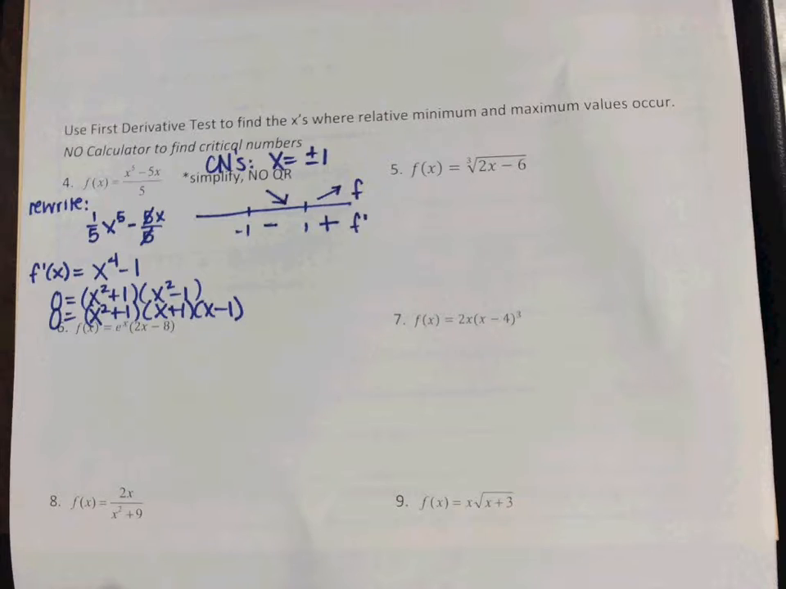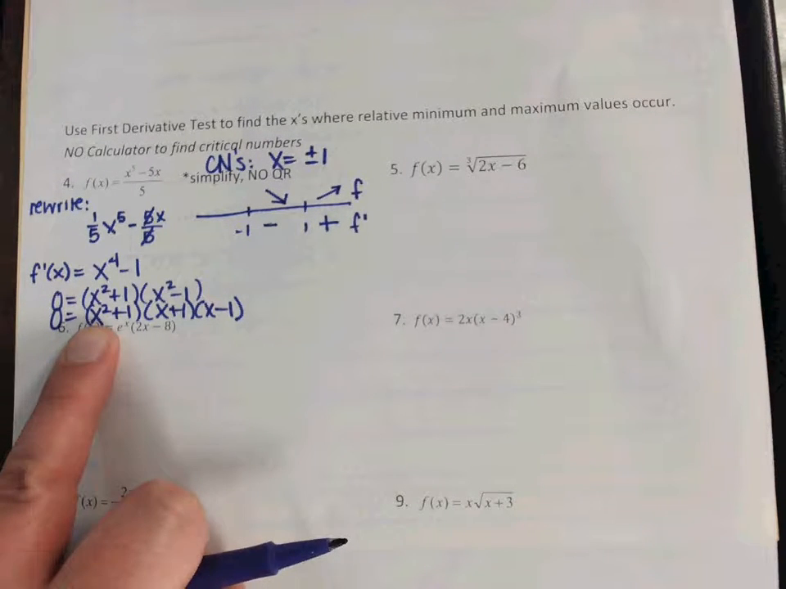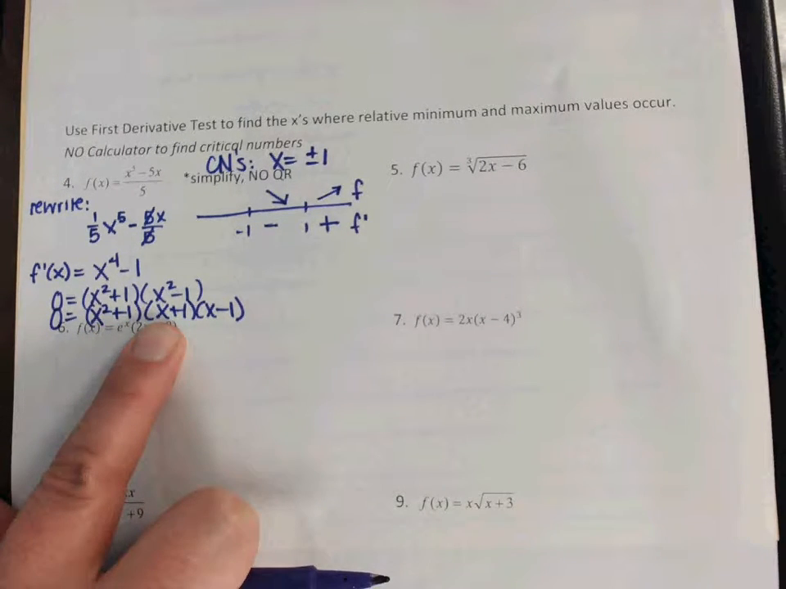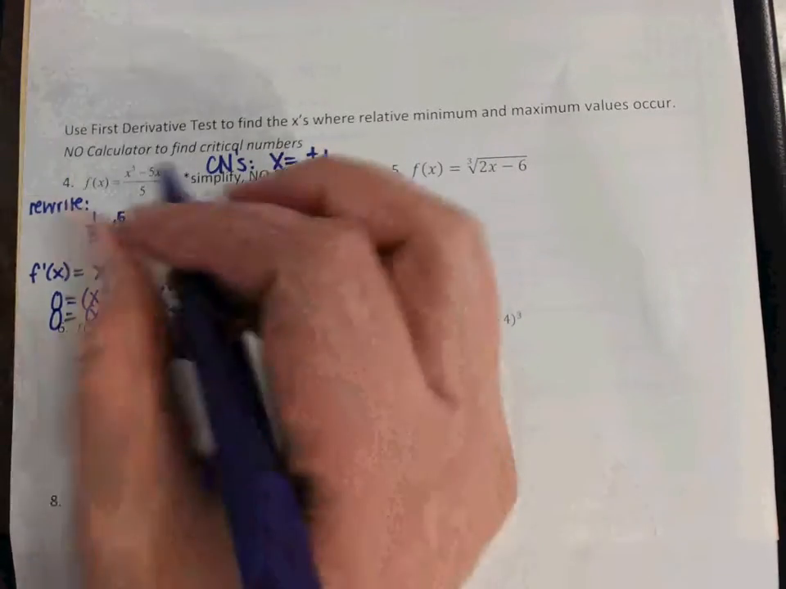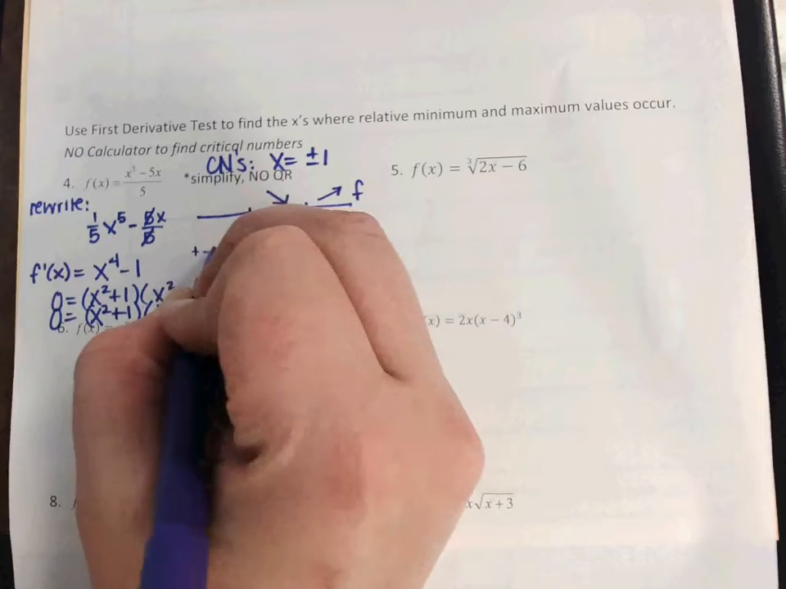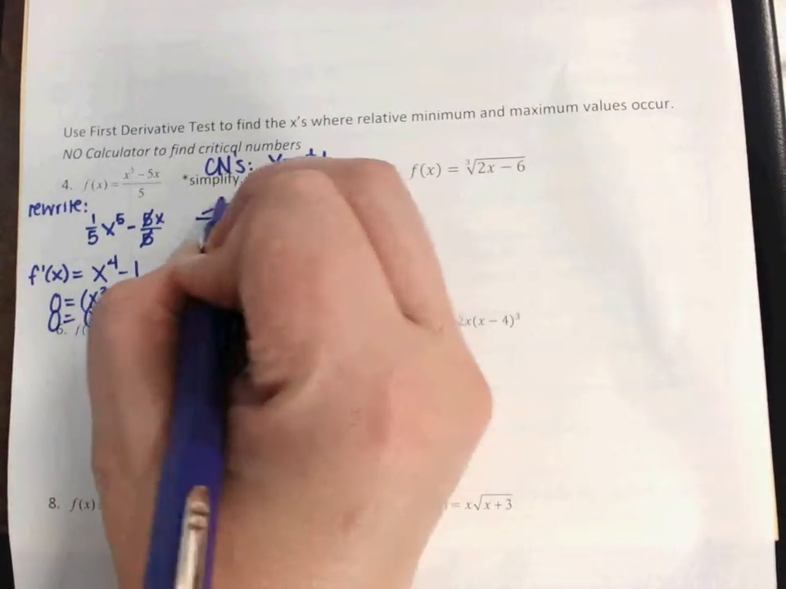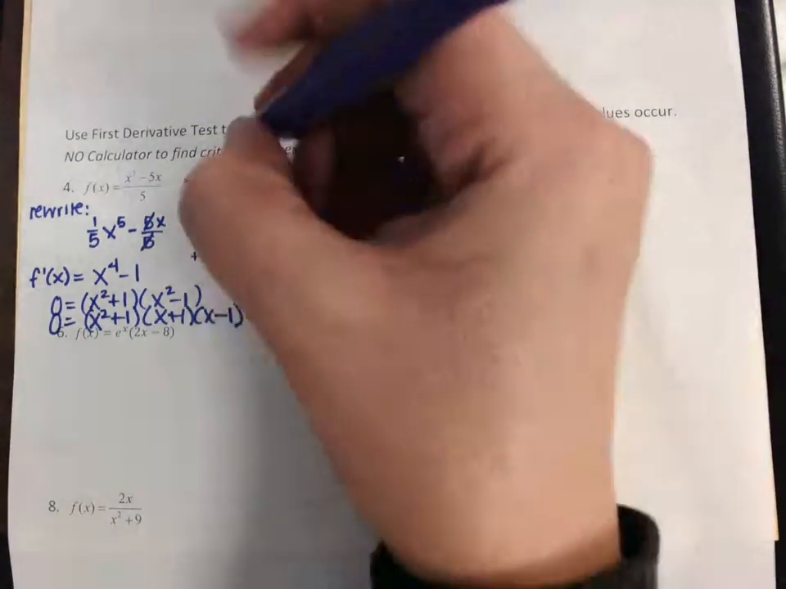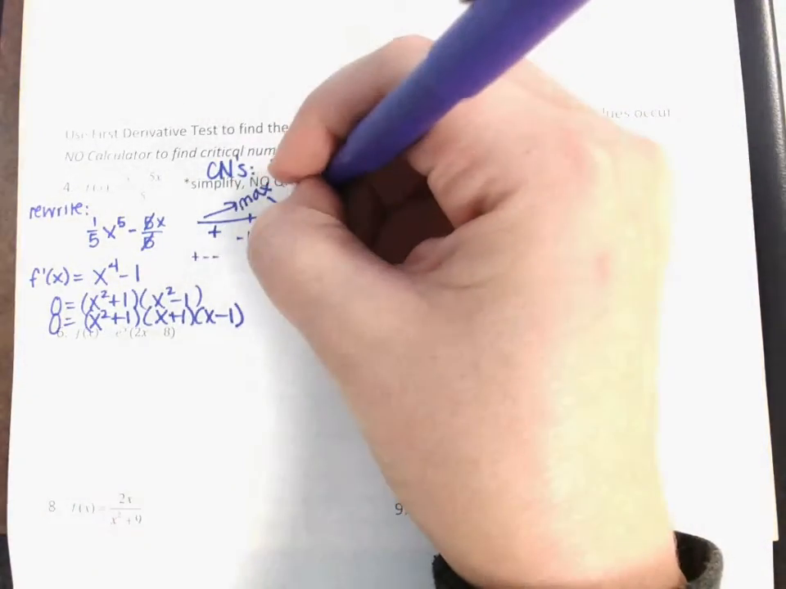Okay, say you pick negative 2. What's negative 2 squared? 4 plus 1 is positive. Negative 2 plus 1 is negative. Negative 2 minus 1 is negative. So I got a positive, negative, negative. That's a positive interval as well. Which means what happens at negative 1? Max. What happens at 1? Min. Got it?